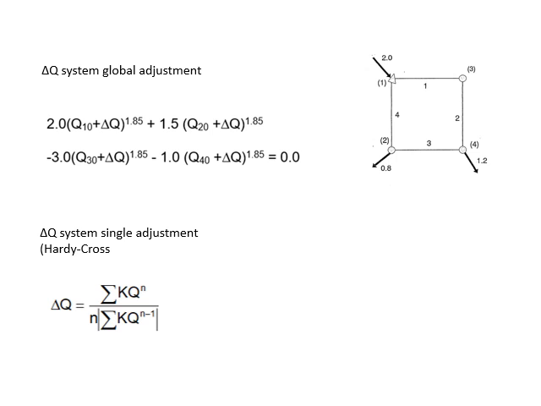Here we use the delta Q system where we write only one loop equation in terms of delta Q. And because this is only one loop, it has a name in hydraulics. It's called the Hardy-Cross delta Q system, and we need also iterations to arrive at the solution.